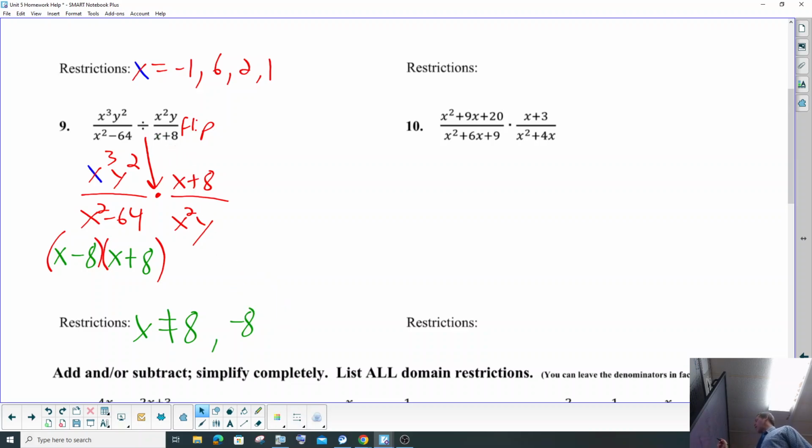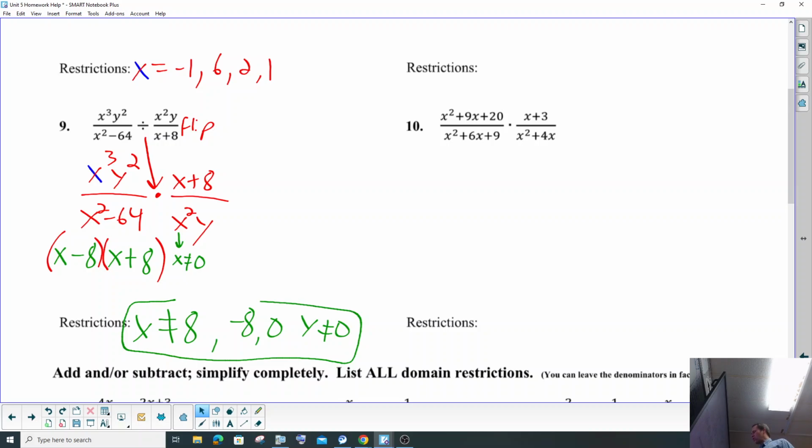And then this is in the bottom now. So this means that x can't equal 0, because that gives you 0 in the bottom. So that's another restriction. And also, y can't equal 0 either. Whoa, so many restrictions. You thought your life was restricted. Look at this function. So many restrictions.